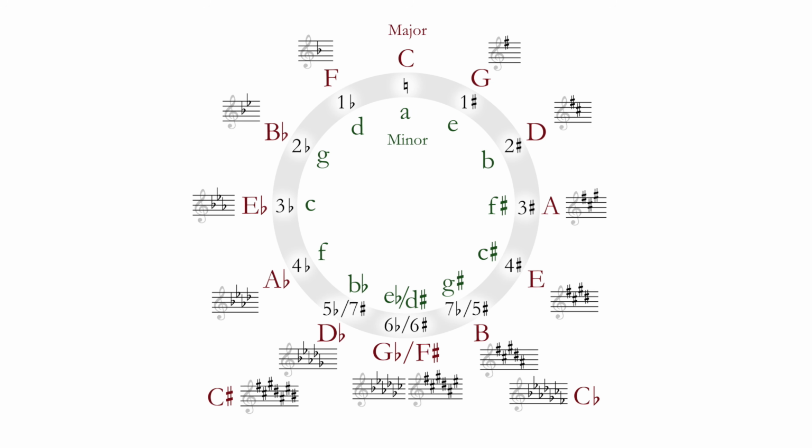The circle of fifth is a powerful tool that helps us understand the relationships between different musical keys. In simple terms, the closer two keys in the circle, the easier you can go from one to the other. By the end of the video you will understand exactly why.